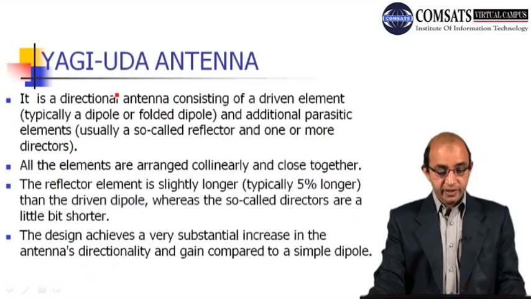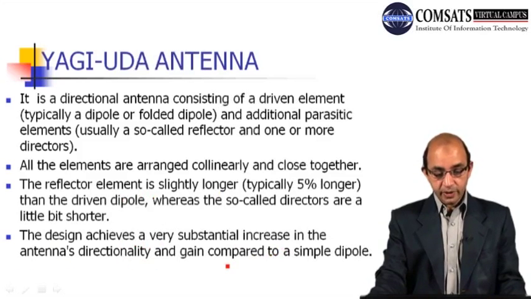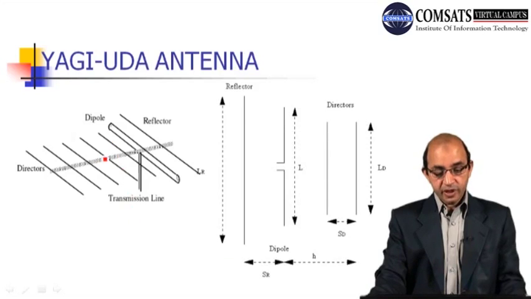So here we have the Yagi antenna, a directional antenna consisting of a driven element, a dipole or folded dipole, and additional parasitic elements arranged linearly, collinearly, and close together. The reflector element is slightly longer, right? The design achieves a very substantial increase in the antenna's directionality and gain compared to a simple dipole. So here we have the Yagi antenna.